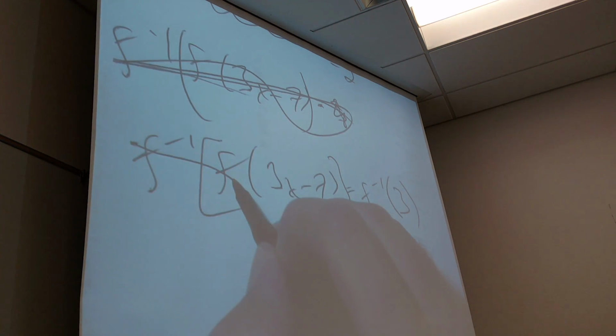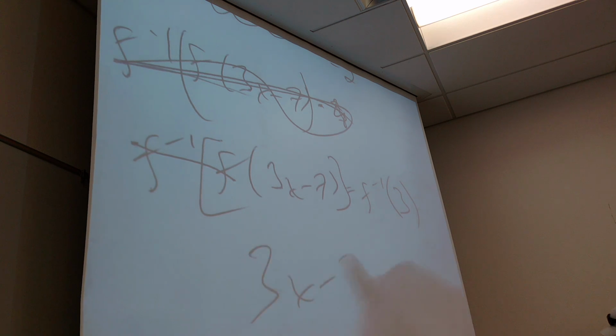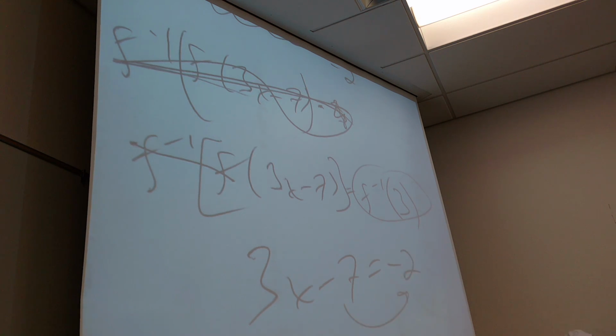These die, just like squaring a square root, right? So I get 3x minus 7 equals, and now you see why I had to tell you this. What's f inverse of 3? Negative 2. Add 7, divide by 3.